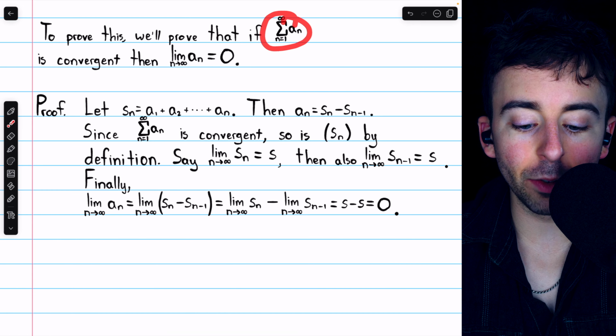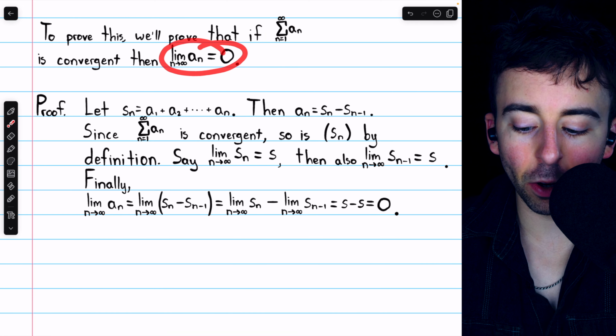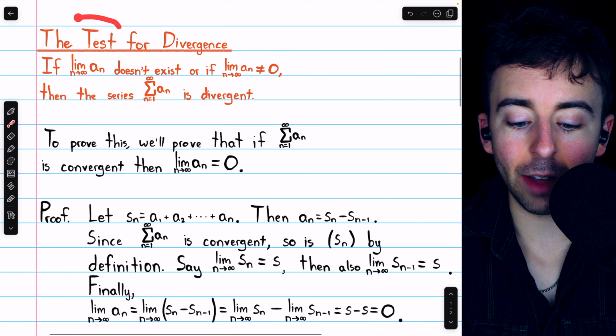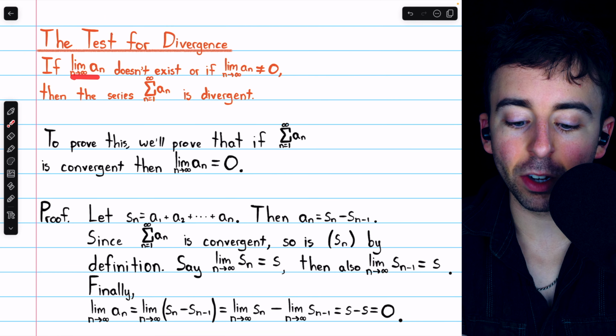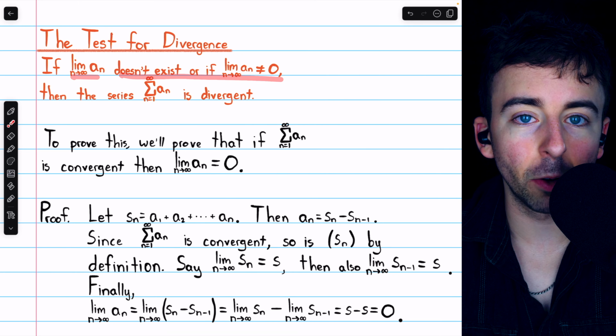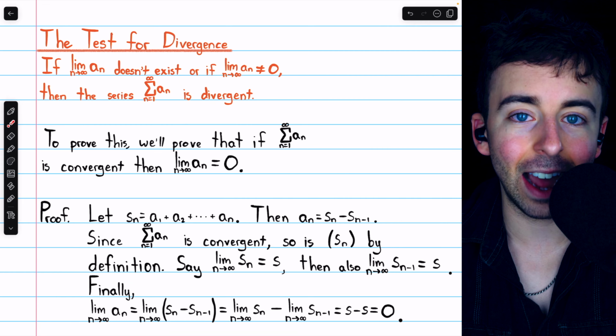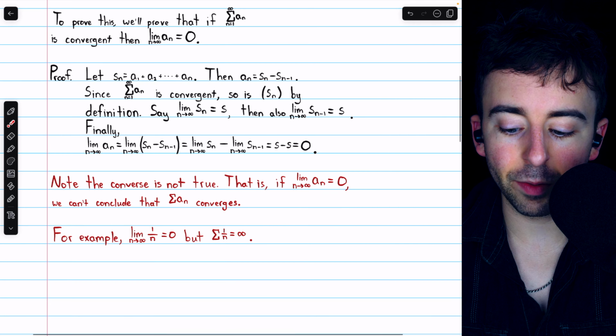If a series converges, then the limit of its terms must equal 0. Hence, of course, we get the divergence test. If the limit of the terms is not equal to 0, the series can't be convergent, so it must be divergent. So that's the proof of the divergence test.